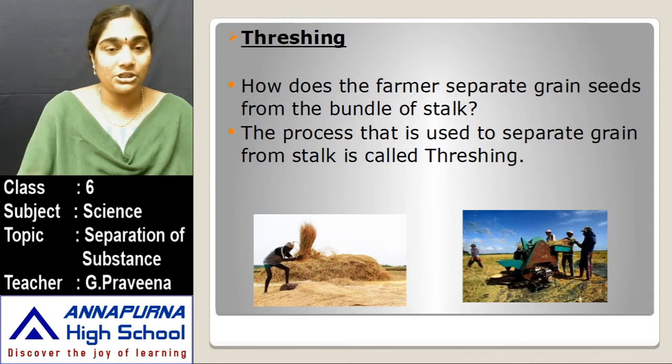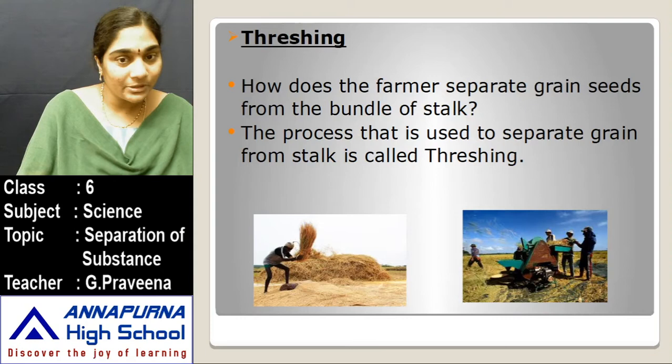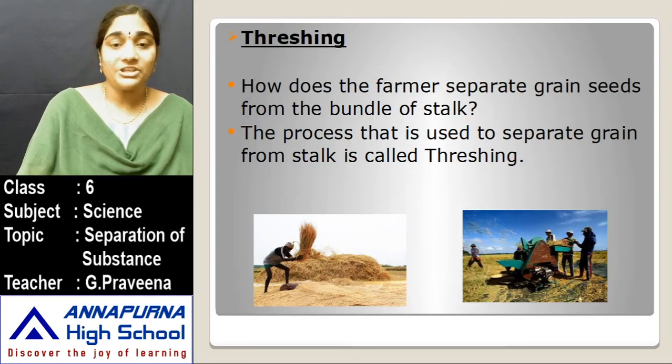So this process is known as threshing. It is done by humans, or even bullocks are used for the threshing process. And nowadays, as you can see in the picture, when there is a vast area of agricultural land, machines are also used to separate the grain from the stalk.